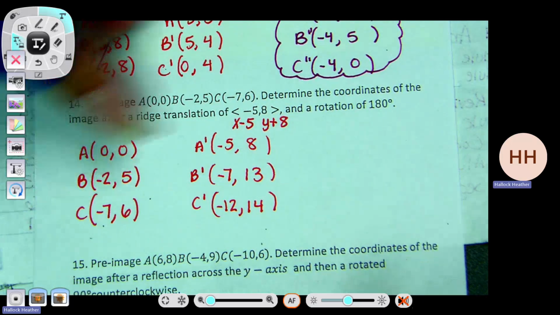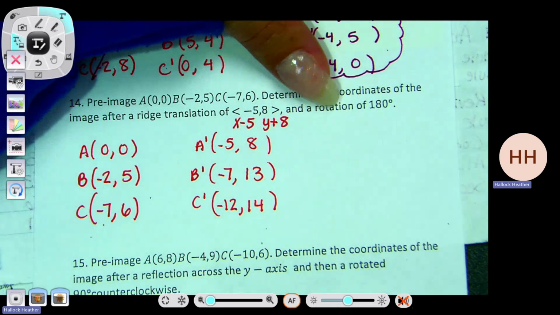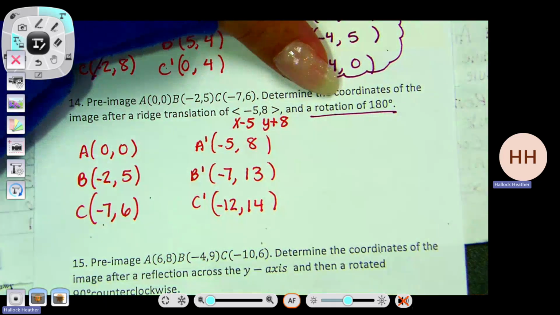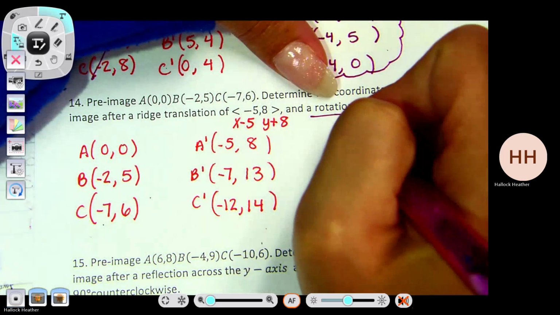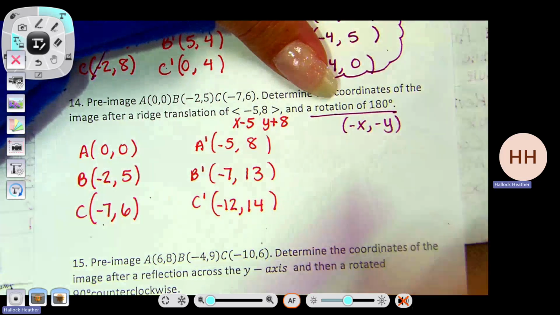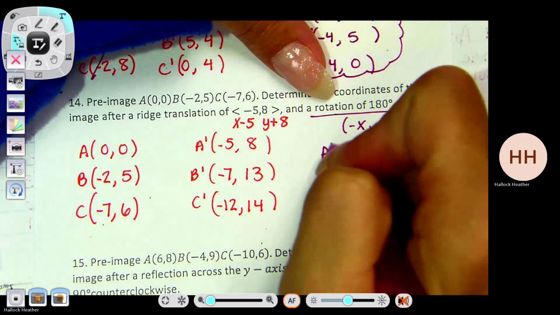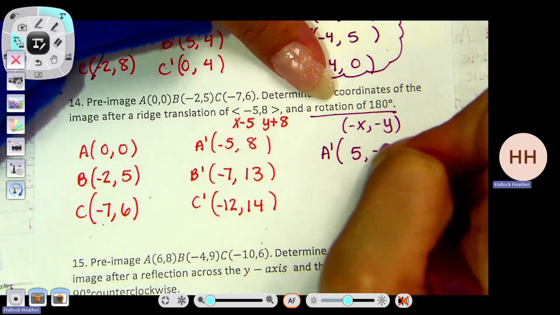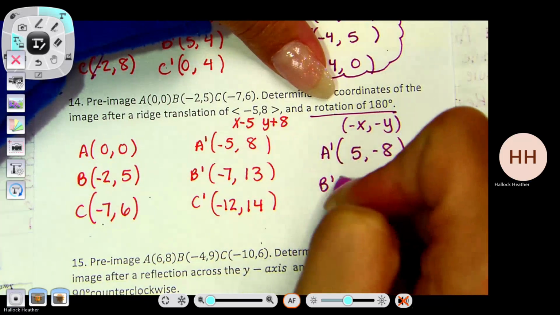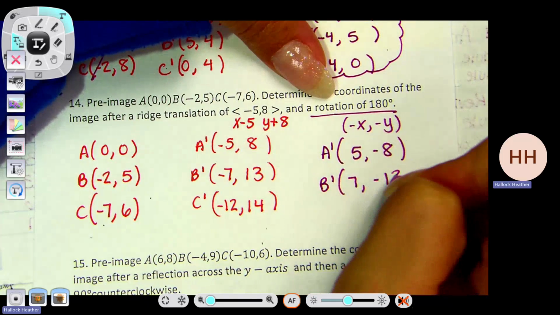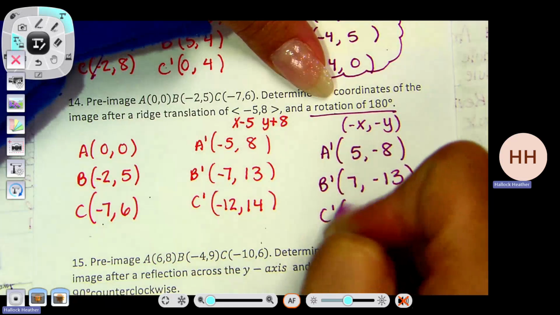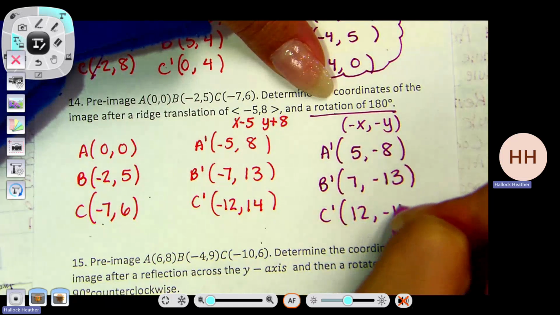It's just not cute. Okay, the next step, we're going to rotate it 180. It doesn't say direction because it technically doesn't matter. So what's my rule? -X, -Y. So all I'm doing is I'm not flipping it. It just changes signs. So what's my final A prime? 5, -8. What's the final B? 7, -13. And then C? 12, negative 14.